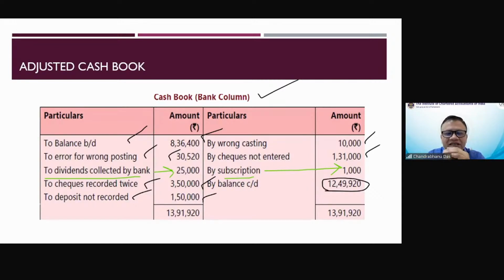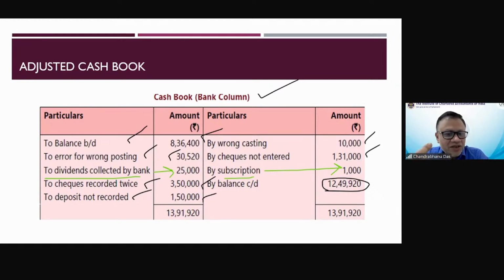Now, dividends collected by the bank. Why did you mention it on the debit side? Because they collected from my side, so they become debtors. Yes, very good. You got income from the bank due to dividends, and you mentioned it on the debit side. So what you are doing is adjusting errors and also omissions. What is this? Dividends is an omission.